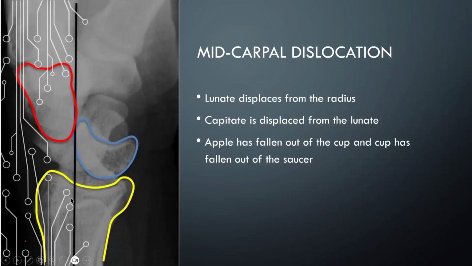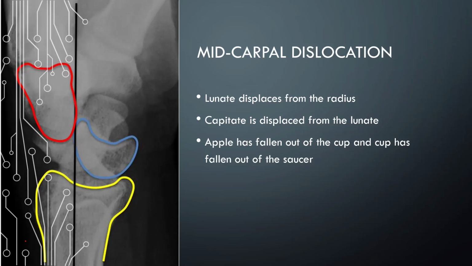Now, this is the last one that we're going to talk about. So this is called a mid-carpal dislocation. And basically what's happening with this is that the cup falls out of the saucer, so the lunate falls out of the radius, and the capitate falls out of the lunate as well. Now you may ask me, okay, this looks very similar to a perilunate dislocation. We're going to get to that as well. Now, mid-carpal dislocations and perilunates are very close to one another, and they're often mistaken for one another.